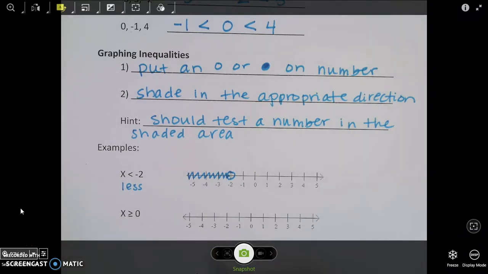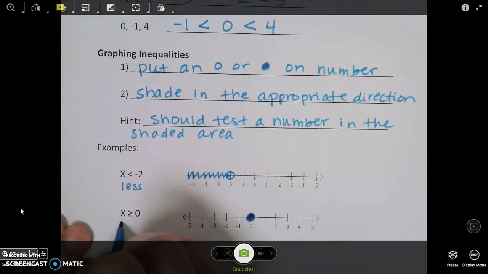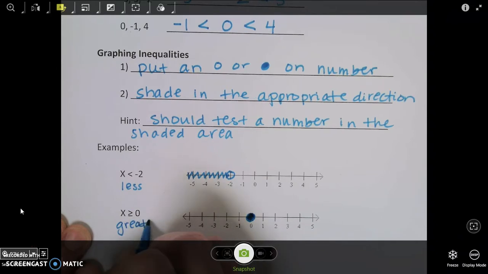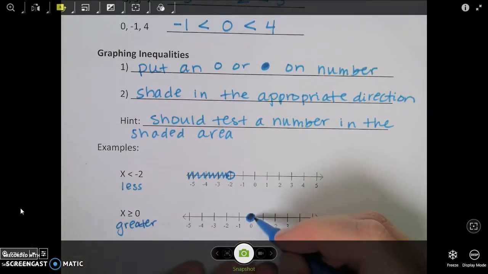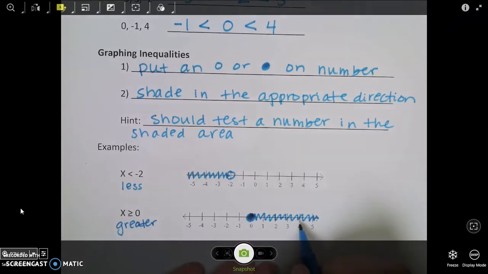Next one, x is greater than or equal to 0. Because it's greater than or equal to, I'm going to do a closed circle. Make sure you make that very clear that it's closed and that it's a circle. And then because this says greater than, the numbers that are greater than 0 are above. So I could pick a number up here just to check, like 4. Is 4 greater than 0? Yes, that means I shaded in the right direction.